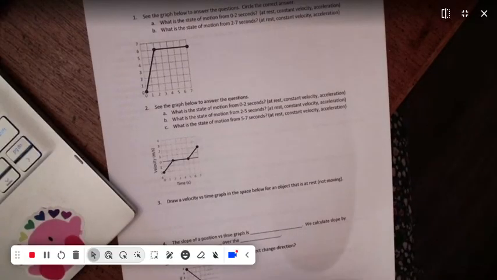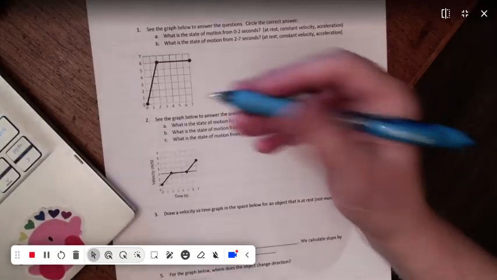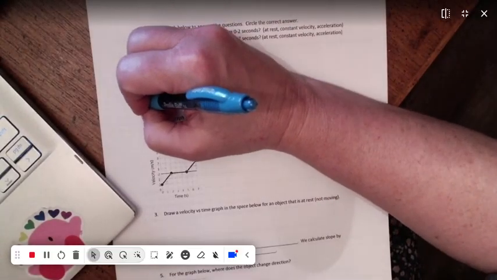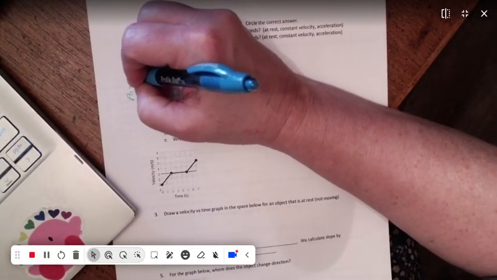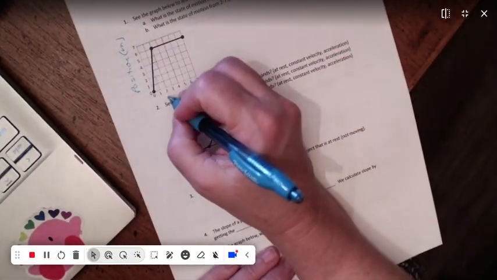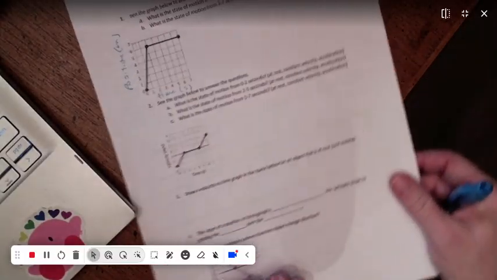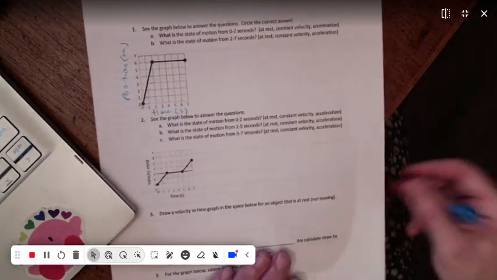Okay, this is a quick review of motion graphs from back in Unit 1. And I realize this graph is missing labels. I don't know how that happened, but this should be a position in meters versus time graph. Okay, so I'll make sure to tell everybody that.